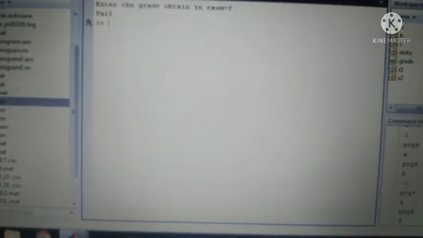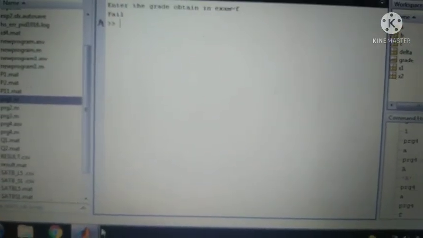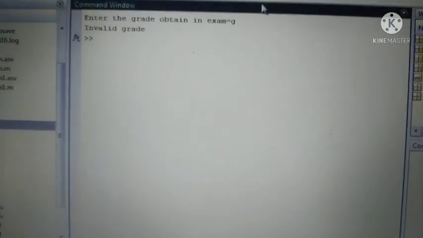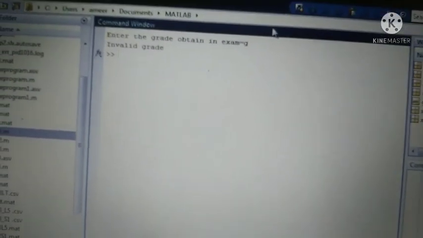Okay, if I give F, it should show fail. Okay, if I give a value other than this, consider G is not there here, so it will show invalid. Great. Hope you understood. So in the next class we will go for loops and other topics.